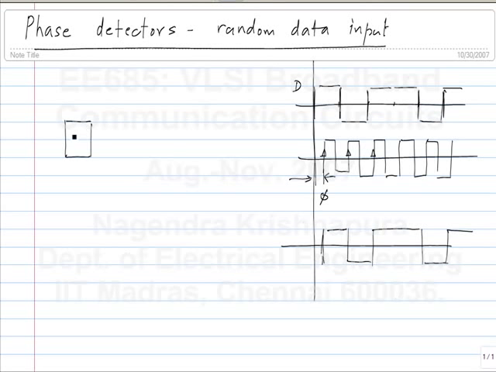And this much we can obtain by having a flip-flop which is clocked with the clock and the input is data. And how do we measure the phase difference? A measure of phase difference is obtained by XORing these.